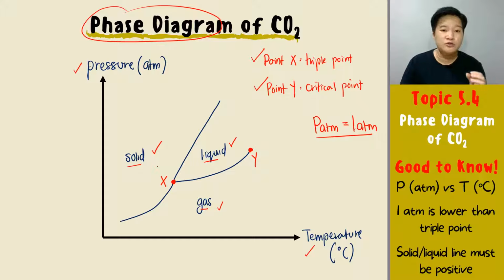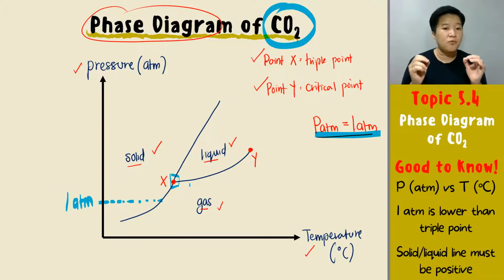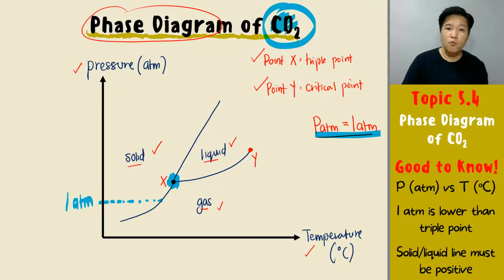So where should your 1 atm be located? Bear in mind that for your CO2, your atmospheric pressure of 1 atm must be sitting below your triple point. So that is your triple point. Your 1 atm can be anywhere, but it must be lower than your triple point. So that is my 1 atm. Okay? It doesn't matter exactly where the 1 atm is, but it does matter that your 1 atm must be lower than this triple point. Okay? So for CO2, your 1 atm must be lower than your triple point.